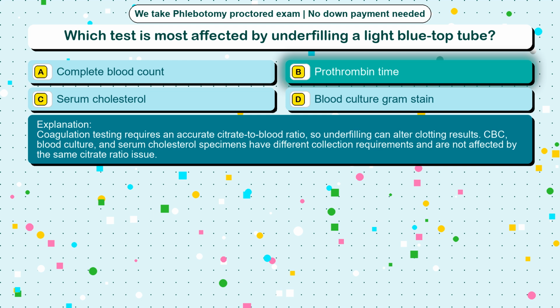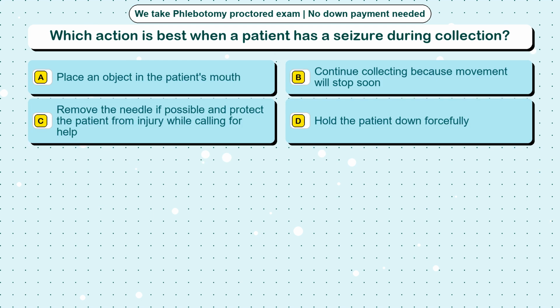Question 90. Which action is best when a patient has a seizure during collection? Option A, place an object in the patient's mouth. Option B, continue collecting because movement will stop soon. Option C, remove the needle if possible and protect the patient from injury while calling for help. Option D, hold the patient down forcefully.